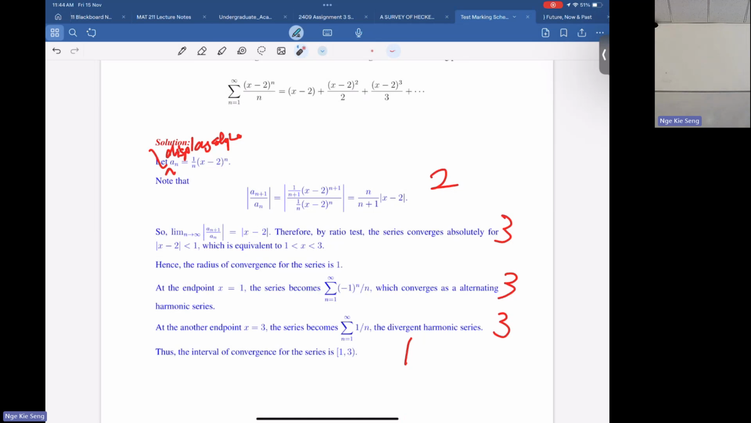Check the interval, radius of convergence. You need to check the endpoints, right? The radius is what you get from the ratio test, and for the interval you need to check the endpoints. In this case, the endpoint is easy to check. One of them is the harmonic series. The other one is an alternating series.